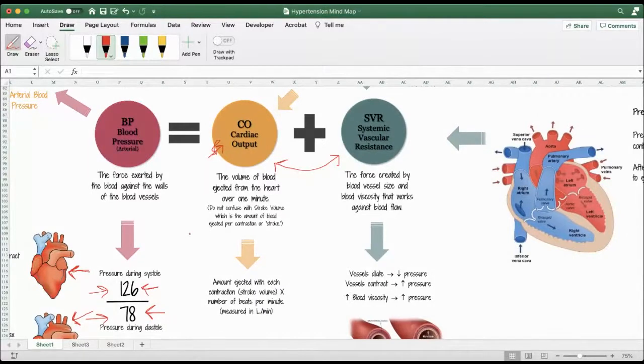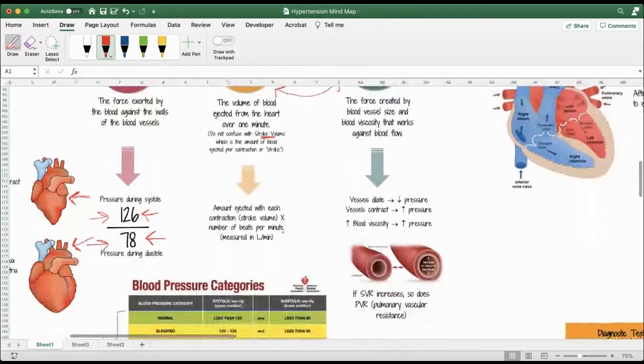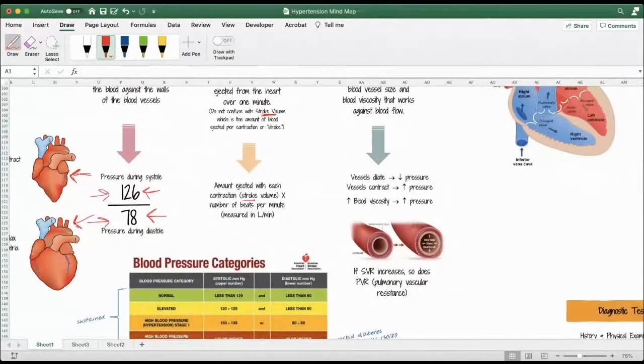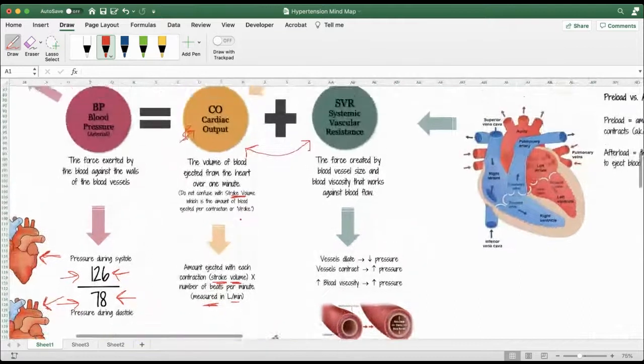How do you calculate that? We take the stroke volume, which is the amount of blood ejected with each contraction, or each stroke, and we multiply that by however many beats you have in a minute. So we're taking the amount going out in each stroke, multiplying it by the number of beats in a minute, and that gives us cardiac output, in liters per minute. That doesn't really matter for this.